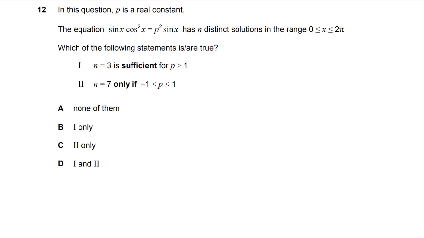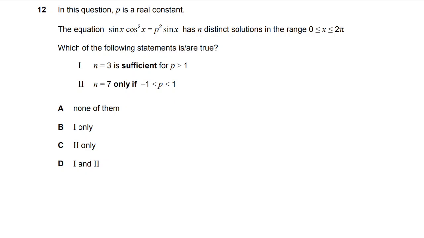Okay, question 12. In this question, p is a real constant. The equation sin x cos squared x equals p squared sin x has n distinct solutions in the range 0 to 2 pi. Which of the following statements is or are true? Okay, so when we're interested in the number of solutions, what do we do? Well, we try to simplify the equation and then try to factorize it, right?